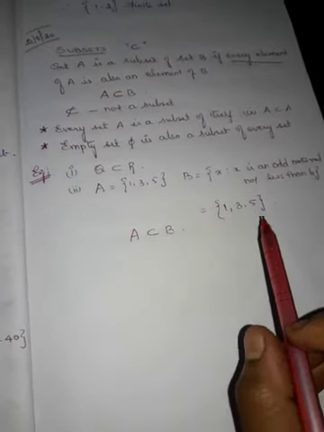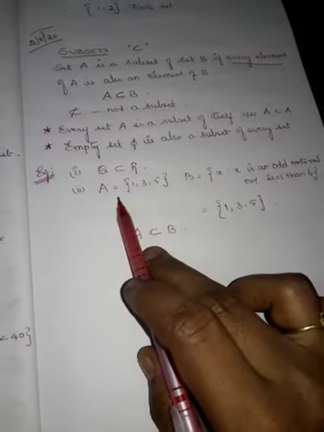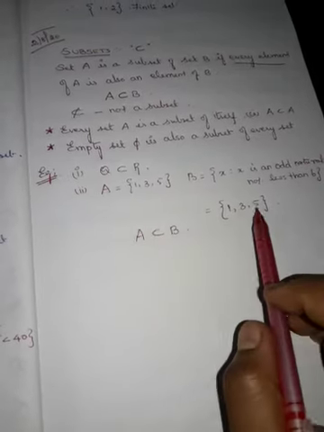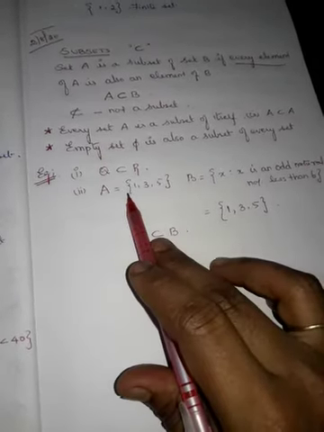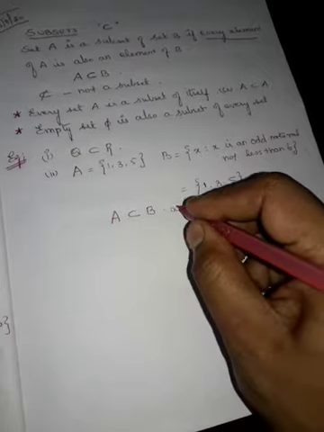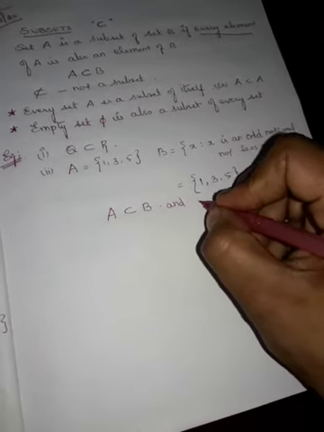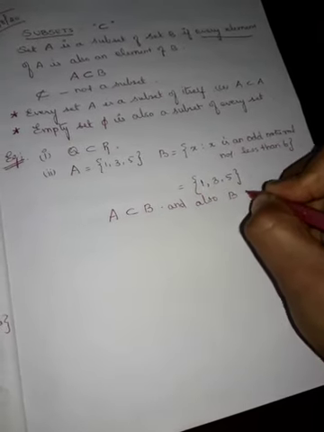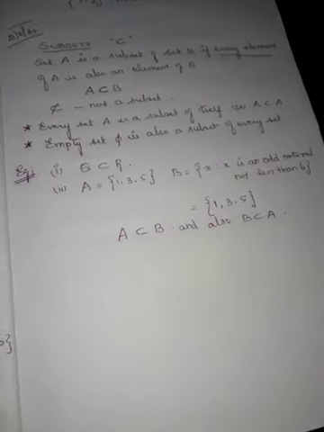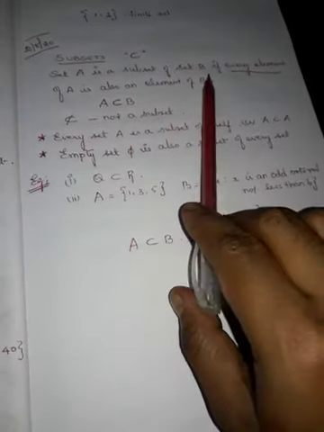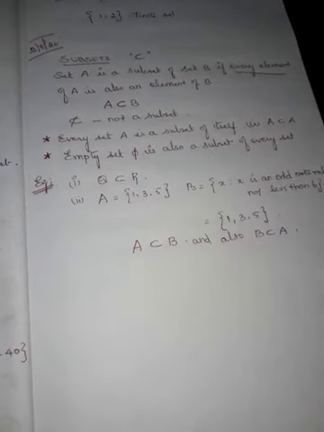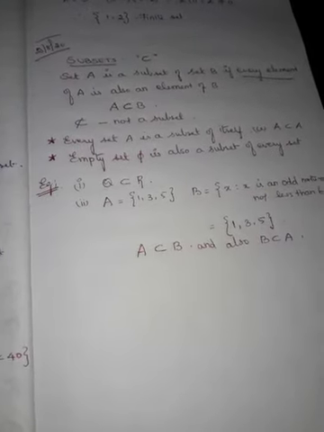On the other hand, we can even say B is a subset of A, because every element of B is also available in A. So we will call a set A a subset of set B if every element of A is also an element of B. Hope you understood.